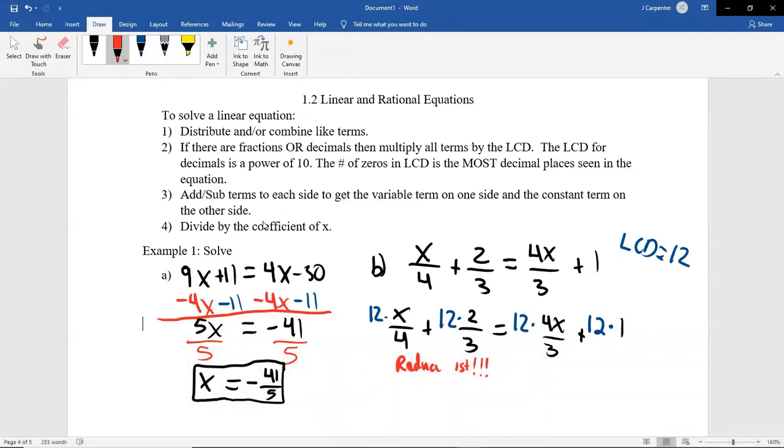So this reduce first is a hint to avoid issues with more complex problems. So let's look at the middle term. Let's show you that it doesn't matter the order you multiply and divide. 12 times 2 is 24. 24 divided by 3 is 8. So 8's the magic number. 12 divided by 3 is 4. 4 times 2 is 8. It works either way. So why am I telling you to reduce first?